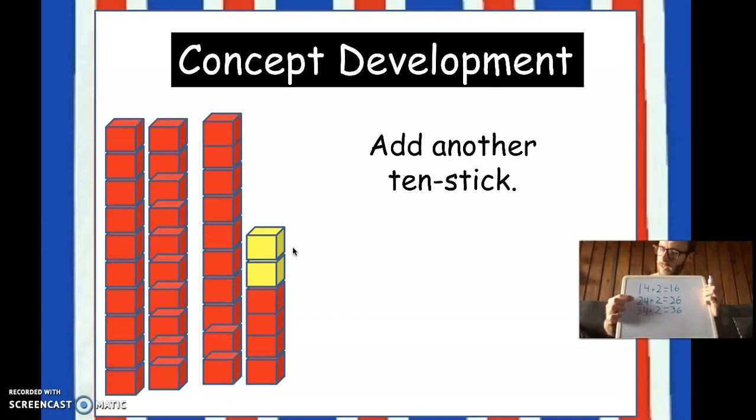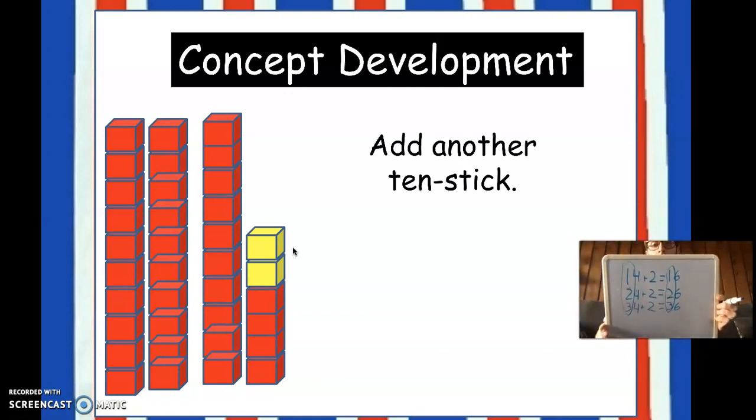Then from this number sentence, I started with 2. I went up 1 more 10. 2 plus 1 is 3. So now I had 3 10s. My answer also had 3 10s. So if I add one group of 10 to a number, my 10s digit goes up by 1. That's the pattern that I want you to start seeing. Notice that my 10s digits go up by 1 each time I add one 10.